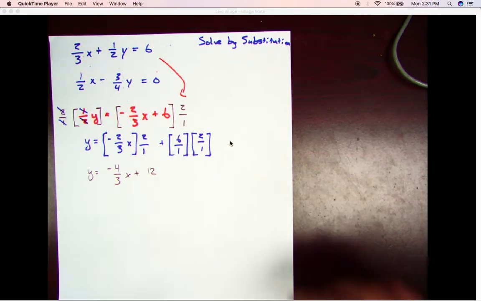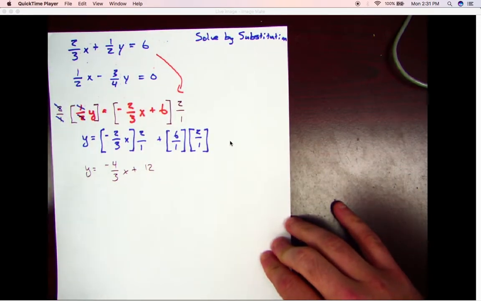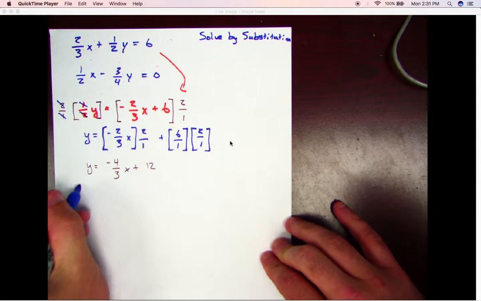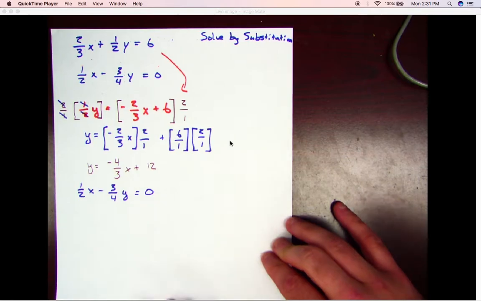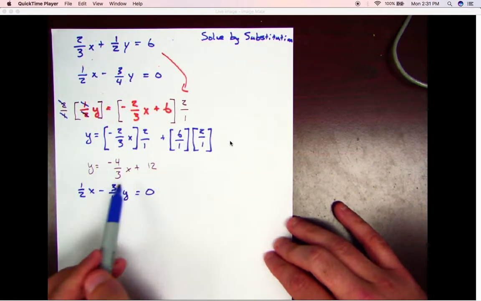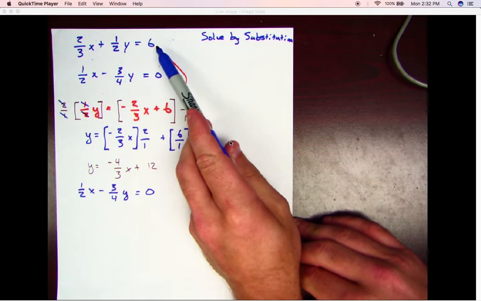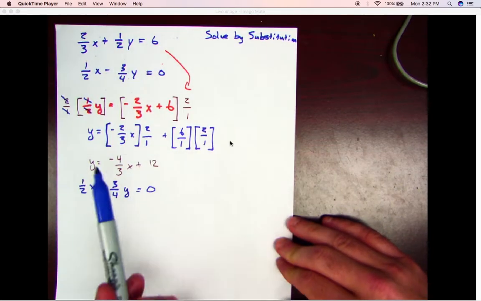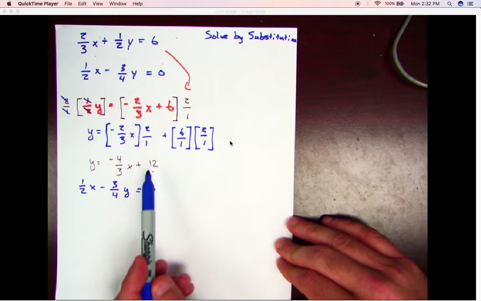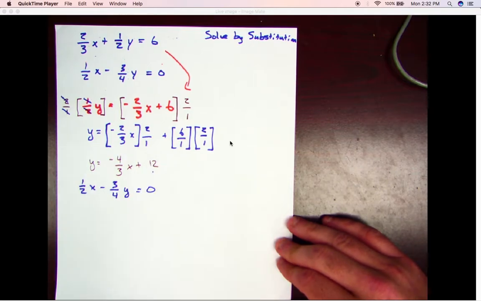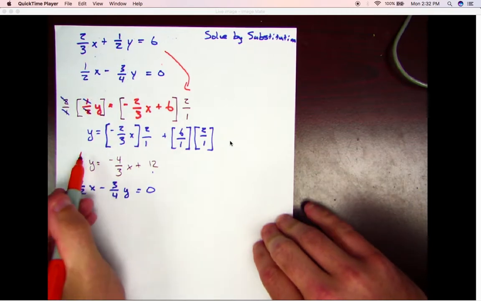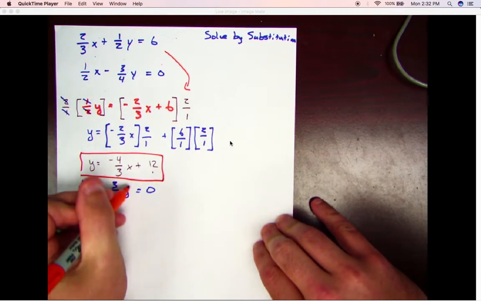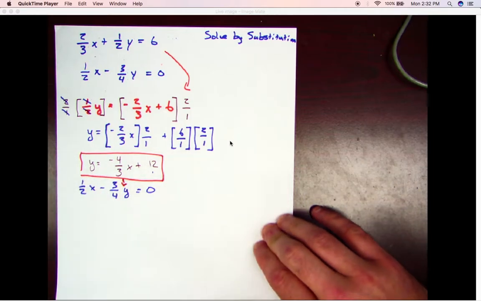Now for the second equation, I'm just going to bring my second equation down here. That means I would have 1/2 x minus 3/4 y equals 0. Now we're going to be dealing with these two equations. Previously, we took our first equation, chose that to be our favorite equation, and solved it for y. Now we have to take what we got for our y value and plug it into the other equation for y. In other words, we're going to take what we just found right here, and stick it into that y value right down there.